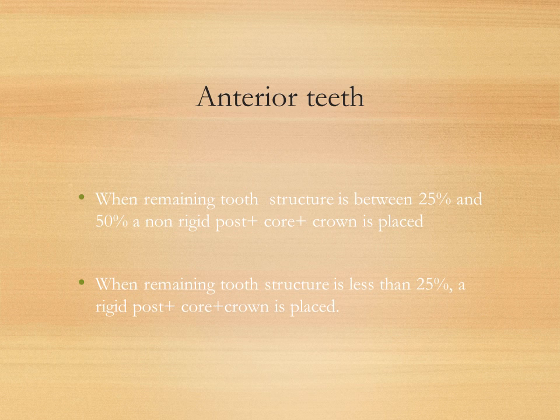Now coming to the decision of your post and core, when you think it is required and what kind of post is required. If you have a tooth in which the remaining crown structure is between 25 to 50%, in such cases you can give a non-rigid post and core along with the crown. The non-rigid post is nothing but your prefabricated fiber posts, whereas when you have a tooth which has undergone significant trauma or caries decay, because of which the remaining tooth structure is less than 25%, in such cases when the patient still wants to save the tooth, you have to think along the lines of your rigid post and core, that is your single unit cast metal post and core along with the crown.